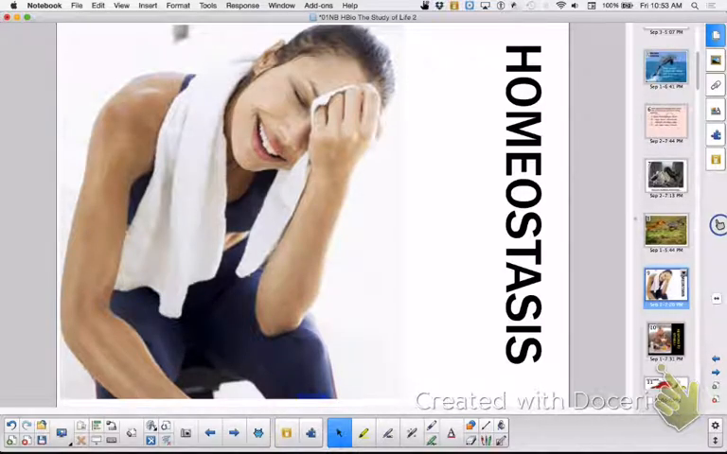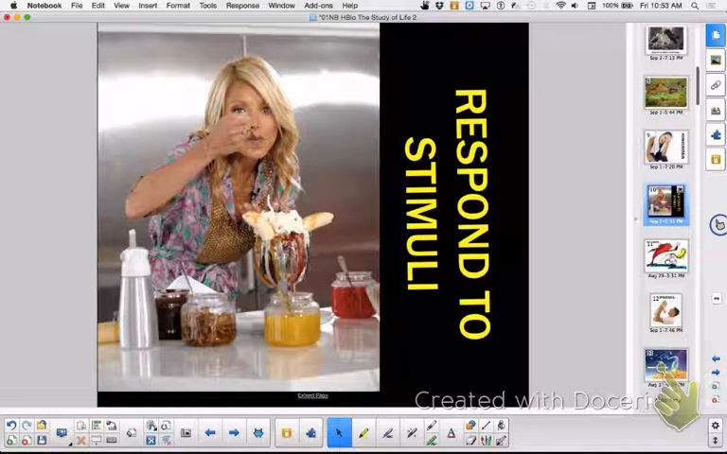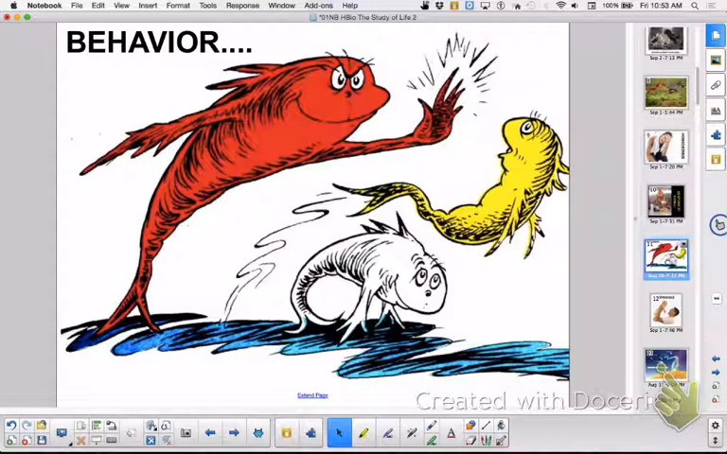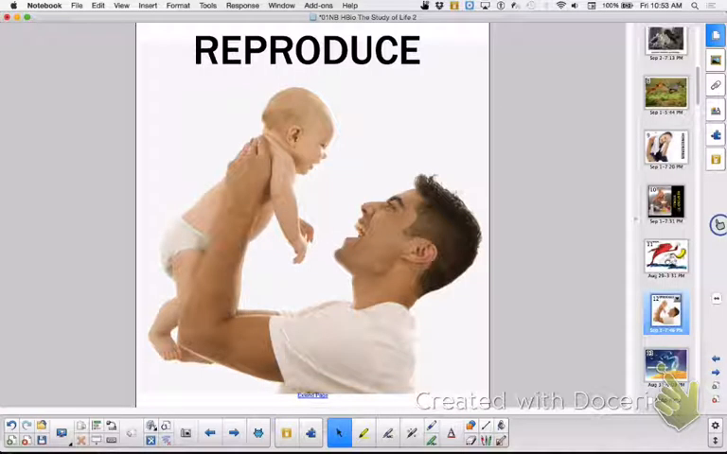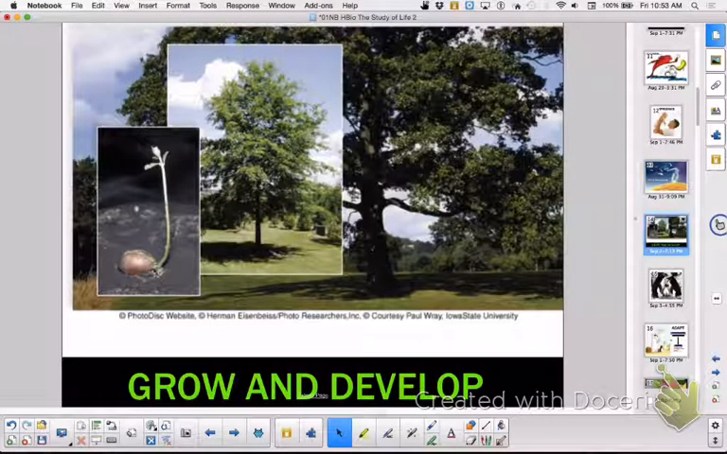All right? Now, responding to stimuli, and that response to stimuli is called behavior. We already talked about that. To reproduce: the joining, the union of a sperm and an egg. You end up growing and developing.